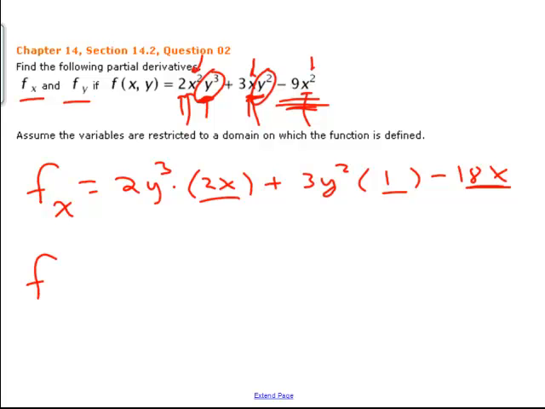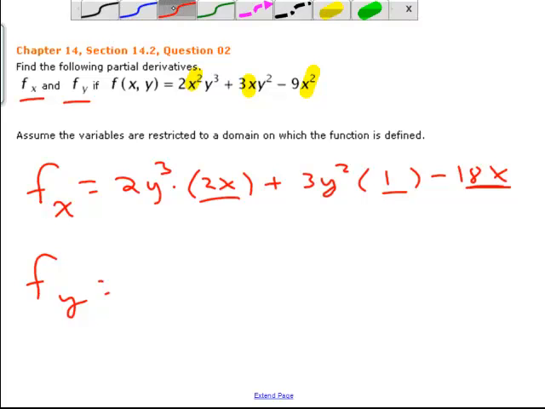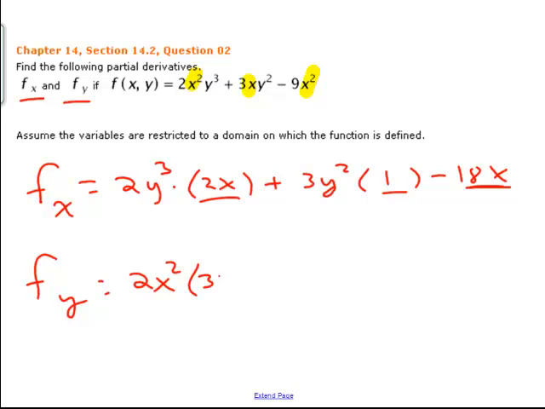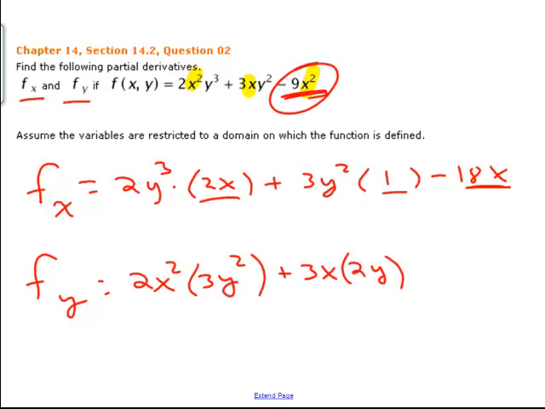Okay, what about the partial derivative with respect to y? Well, now, since we're dealing with y, we're going to treat each of these x's as constants. So the partial derivative with respect to y will equal 2x squared times 3y squared plus 3x times 2y. And then, since there are no y's there, even though there's an x, we're treating this as a constant because we're thinking about just changing our y. So we get minus 0. And so these are problems similar to the ones you'll be doing in the next problem set.